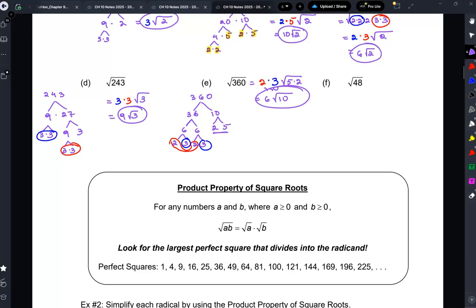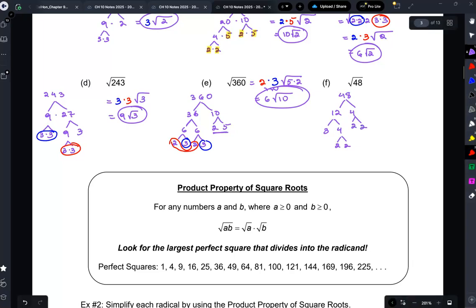Okay, let's do 48. What times what should we do? 12 times 4? Let's do that. You could also do 6 and 8. What about the 12? 3 and 4, or you can do 2 and 6. So this 4 becomes 2 and 2. This 4 becomes 2 and 2.